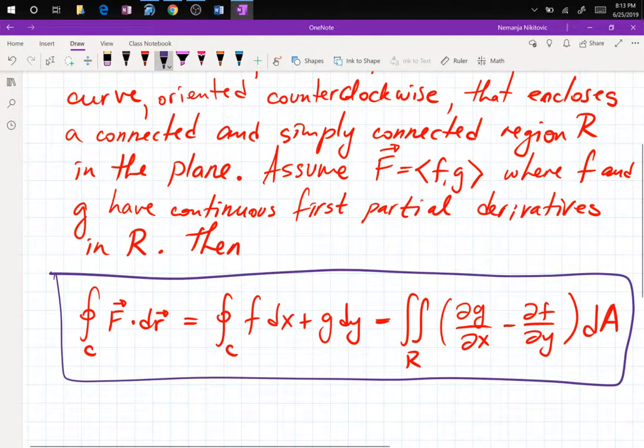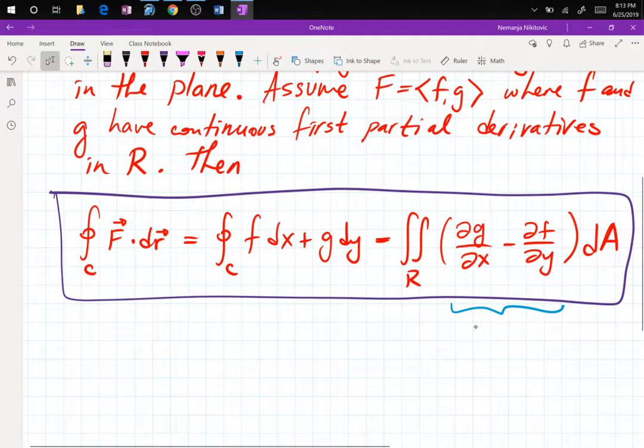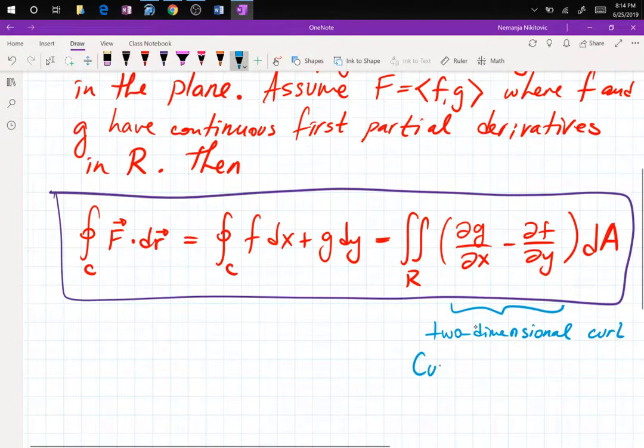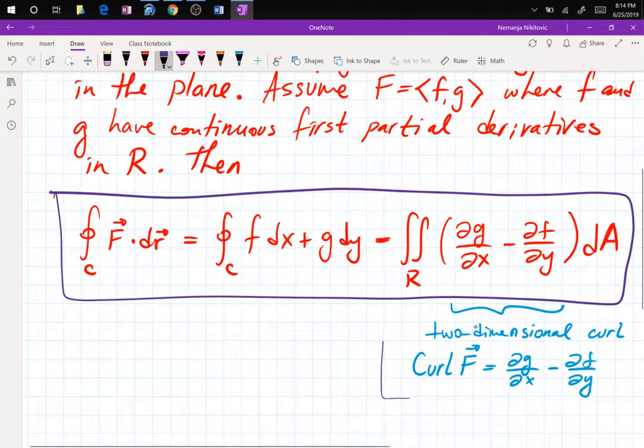All right, so this part here in parentheses is called the two-dimensional curl. You will say that the curl of F is equal to partial G partial x minus partial F partial y. That's a formula, so I'll box that. Two-dimensional curl.